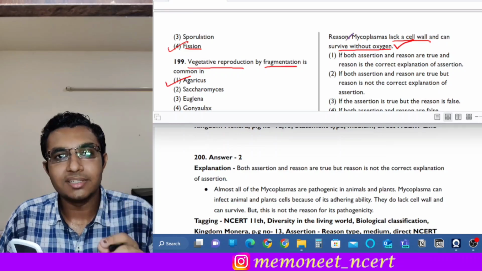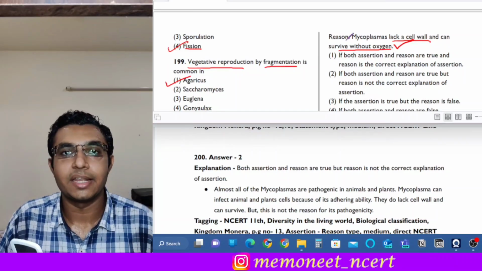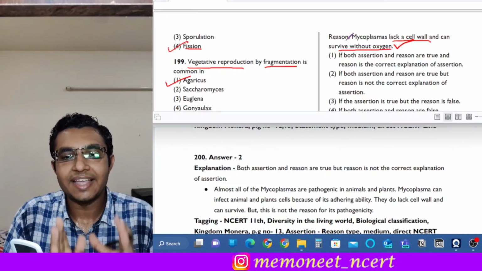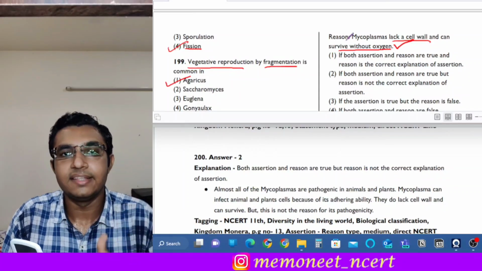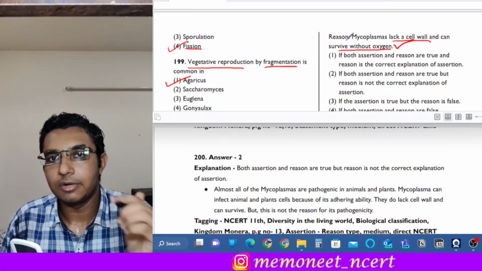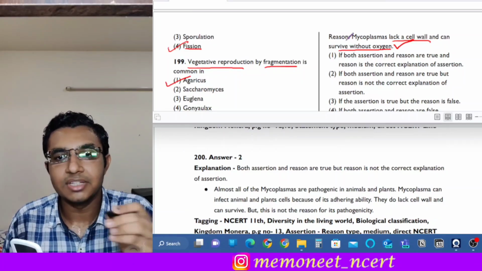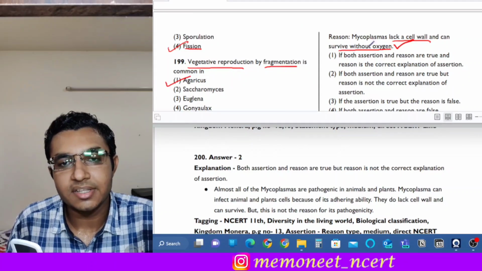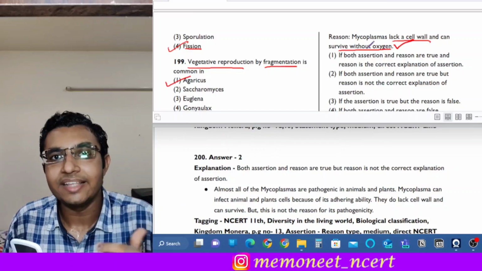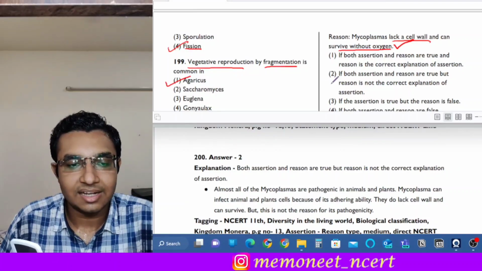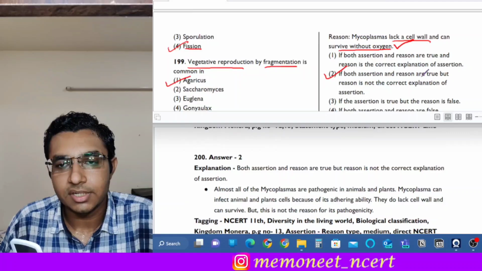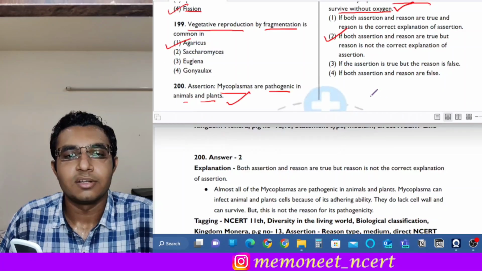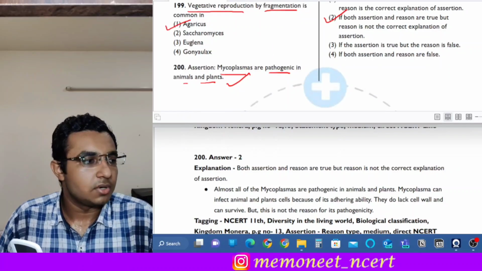But this is not the reason why they are able to infect the plant and animal cell. Mycoplasma infect the plant and animal cell due to their adherability, meaning they are able to adhere to the plant and animal cell and infect them, but not because of the lack of cell wall or because of their anaerobic nature. So here the assertion and reason both are correct, but the reason is not correctly explaining the assertion. So here the answer will be option 2. That is, both assertion and reason are true, but the reason is not the correct explanation of assertion. Okay. So this was the question 200.